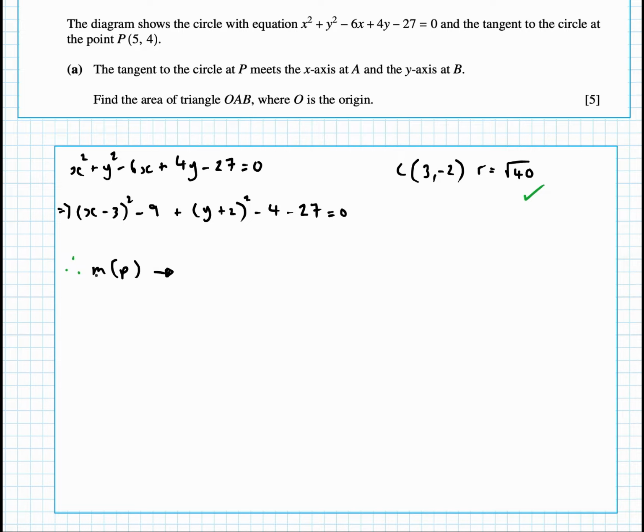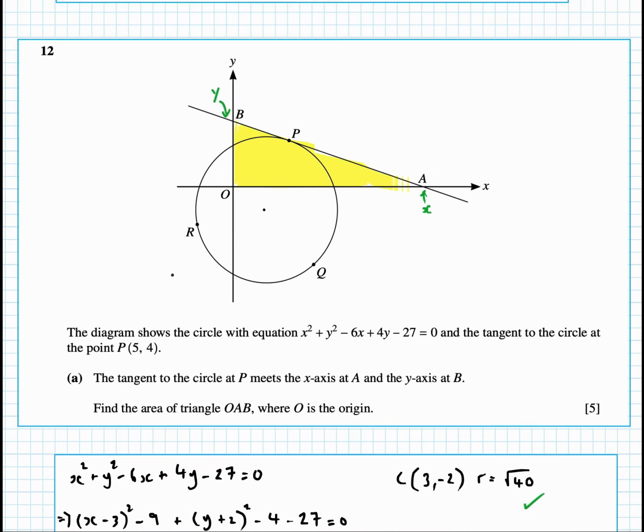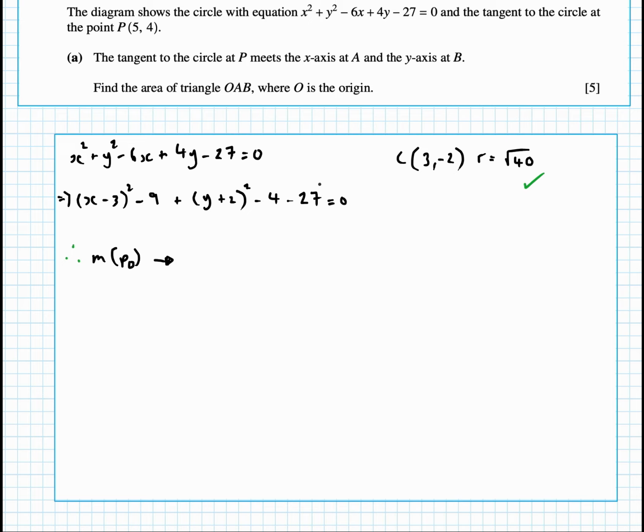We will want to find the gradient. So if I do a line there from P to the center, that would be, again, the negative reciprocal, the perpendicular gradient of A and B, from A to B. So if it's 3, then it's minus 1/3. So that's our gradient there. So the equation of the tangent would be y minus 4 is equal to minus 1/3 bracket x minus 5.